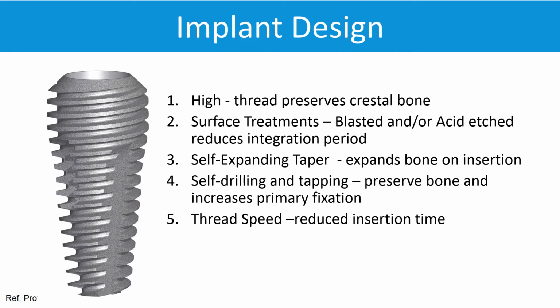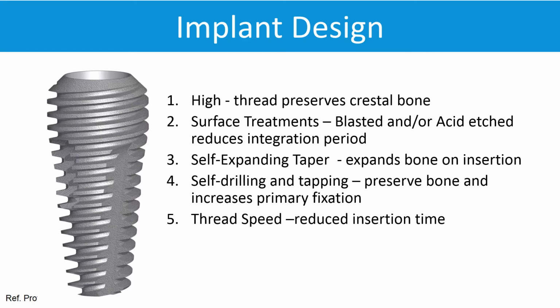So if you can limit the amount of drilling or the need for any bone tapping, then that will improve primary fixation. If your implant is tapered rather than cylindrical, tapered implants deliver higher primary fixation. And this is why most systems that do immediate implant placement have a tapered implant, as well as most systems that do immediate loading have a tapered implant, because you need to be able to develop quite easily high levels of primary fixation.